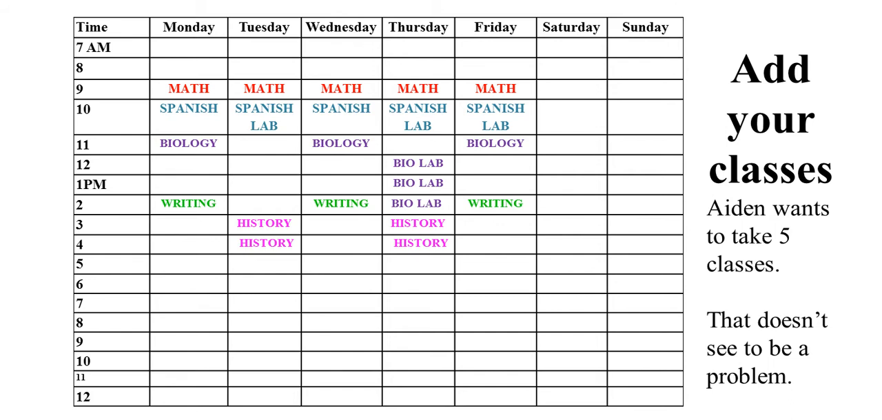This chart shows Aiden's schedule, and Aiden is delighted. He had heard that it would be hard to take 5 classes, but now it seems easy. Just look at all the free time. Well, if you think like Aiden, all I can say is just wait.